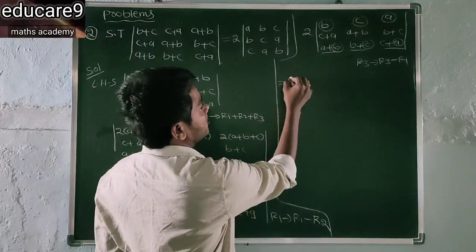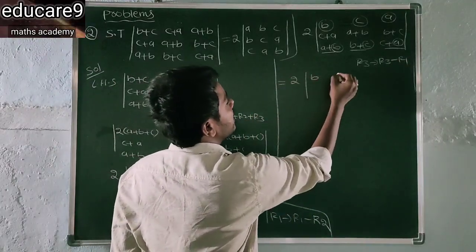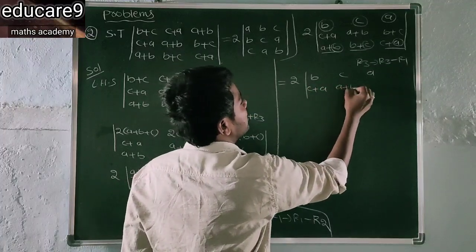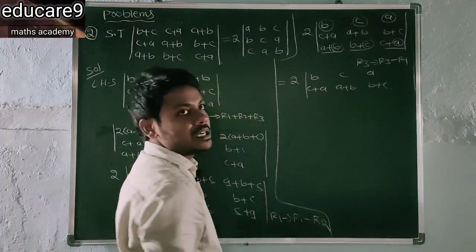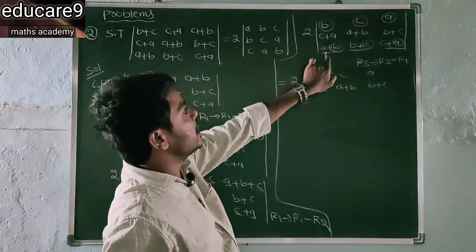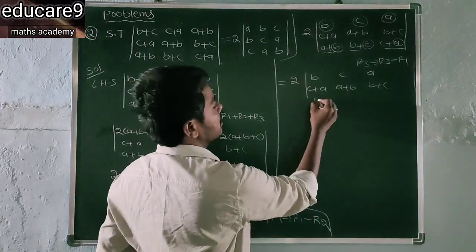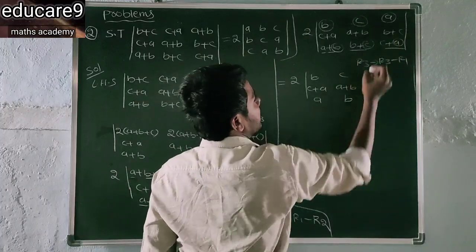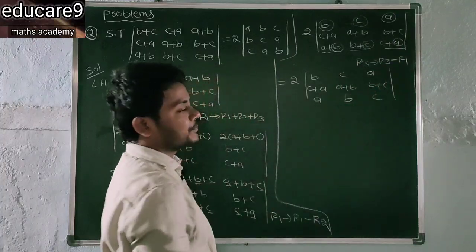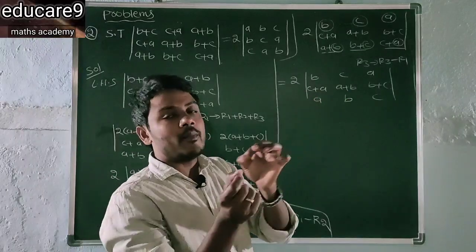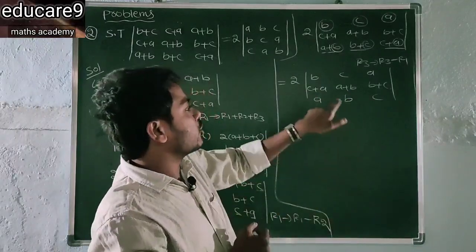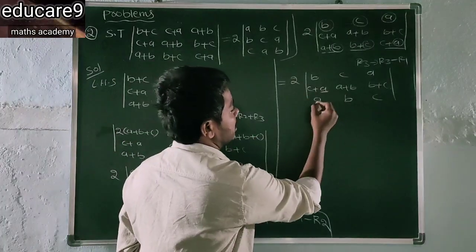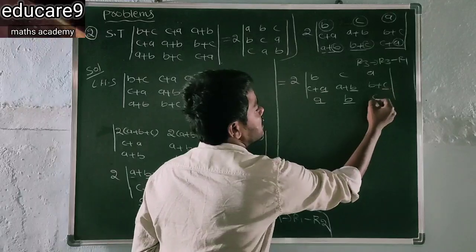So what will you get? 2 times of B, C, A, C plus A plus B, B plus C. See here R3 minus R1: A plus B minus B is A, and B plus C minus C is B, C plus A minus C is C. See here, what is the second row? Sum of the 2 terms. So again we have to reduce it into a single term. For that, see here A, B, B, C, C.